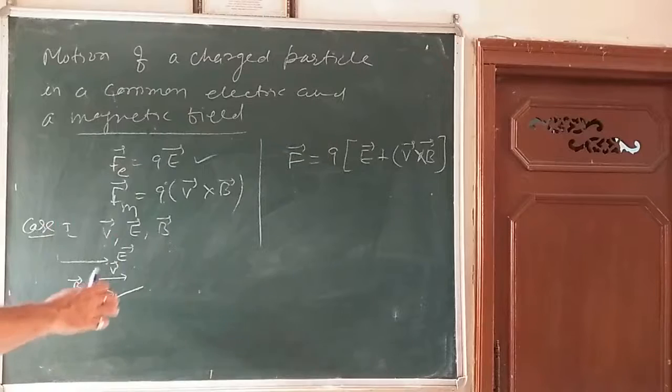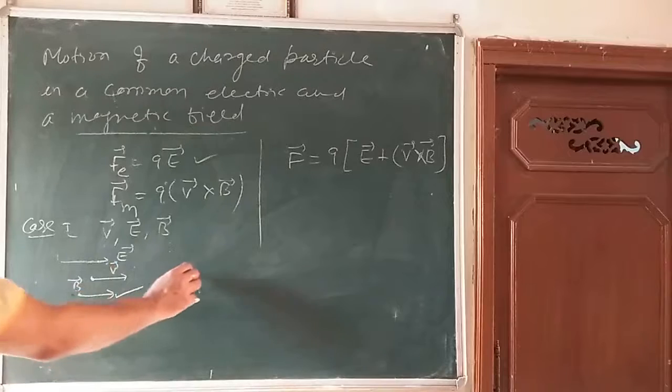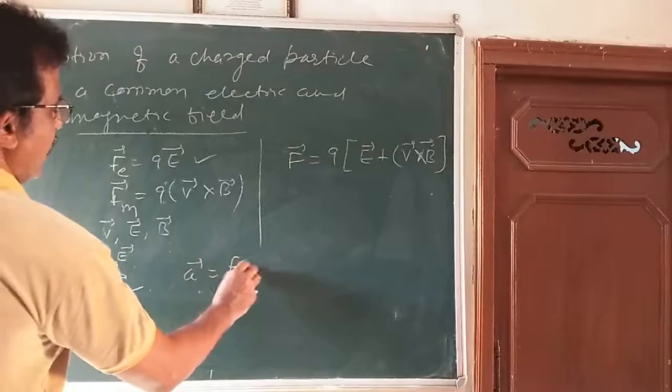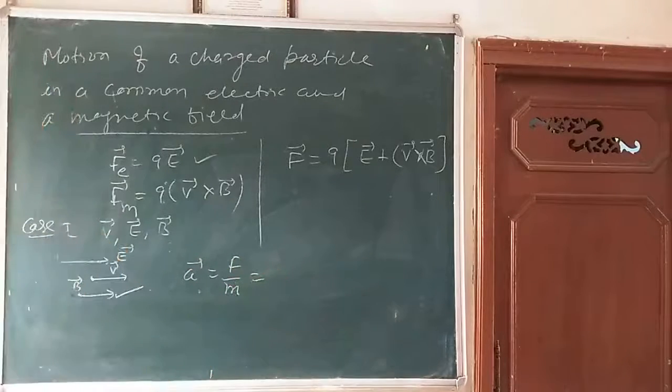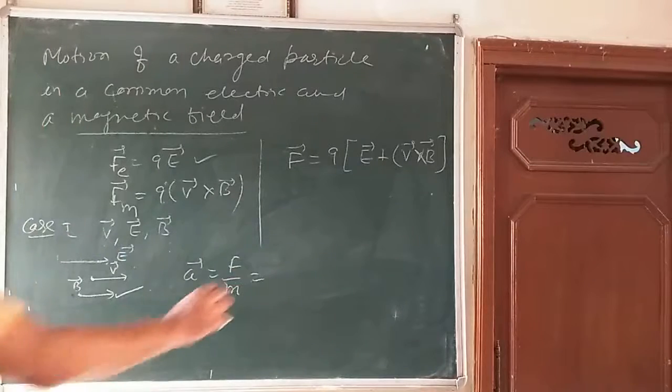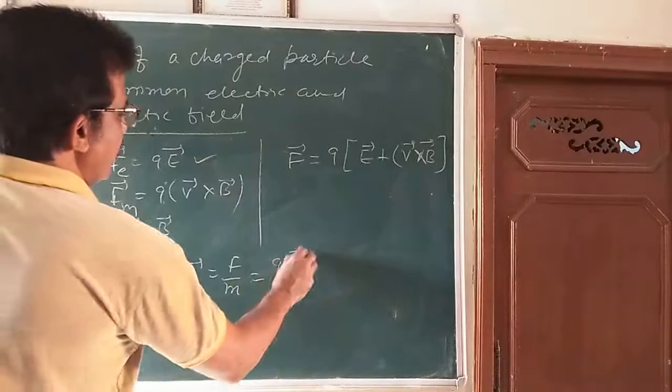And only electric force will act because it is moving along the magnetic field. So only this force is acting, the electric force. So the acceleration of the particle would be a = F/m. This is the formula here. That is equal to qE divided by m.